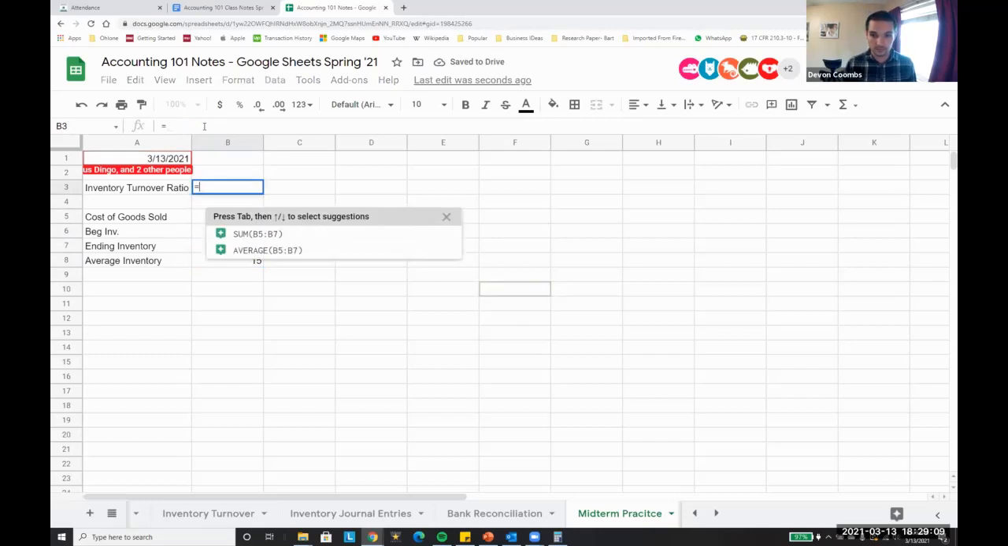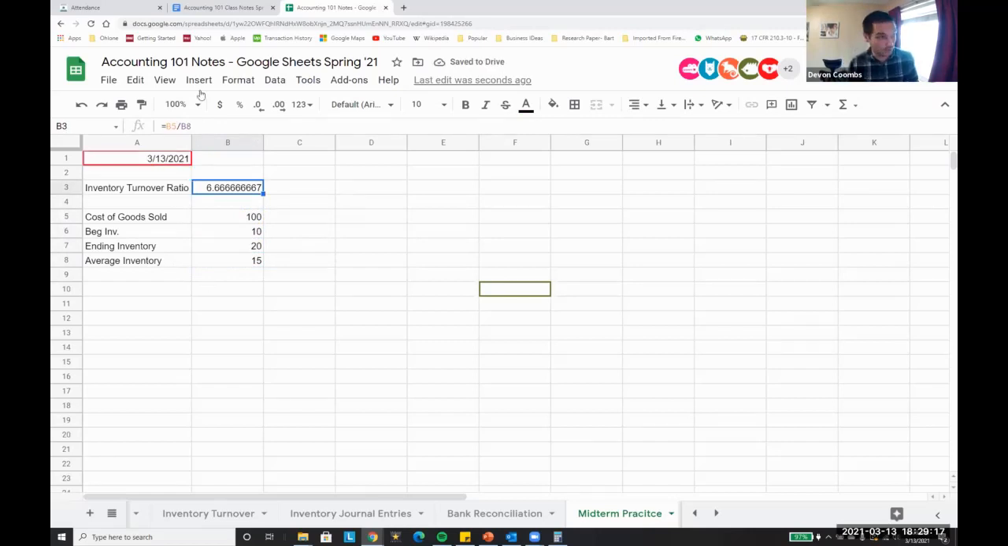Inventory turnover ratio is our cost of goods sold divided by our average inventory. That would be our inventory turnover ratio. You'll have some questions on inventory turnover ratio. So know this calculation and know how to do it. Understand it. Stop me if you have any questions.